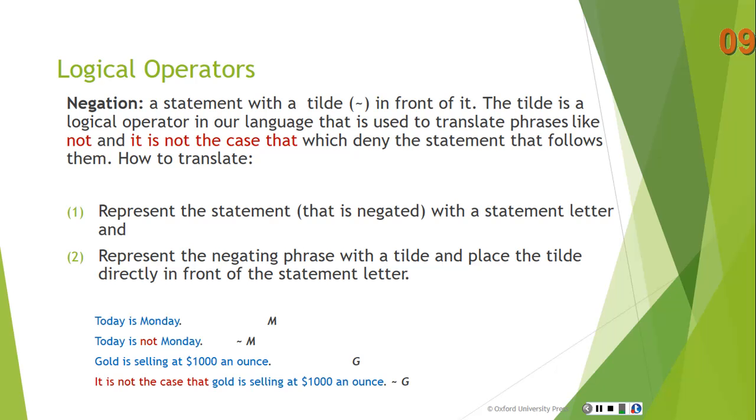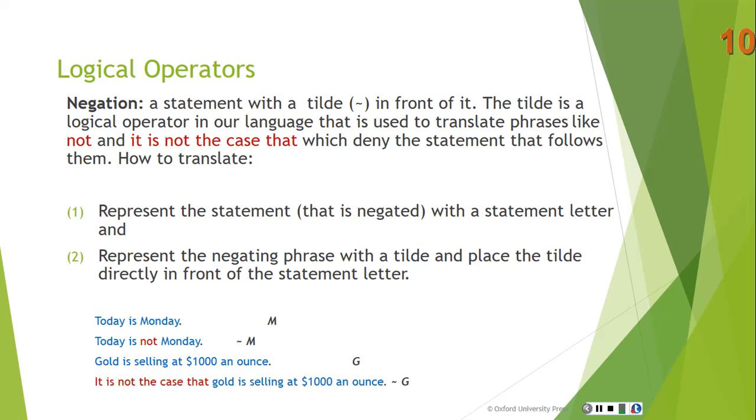Today is Monday. You translate that as M, if you'd like, or T if you'd like, or P if you'd like. The way you would translate today is not Monday is you take today is Monday, the simple statement, and translate that as M. And then you take the not, the logical connective, and translate that as tilde, and you squish them together. You put the not first, and then the statement letter second. Tilde M. That's how you represent today is not Monday in propositional logic.